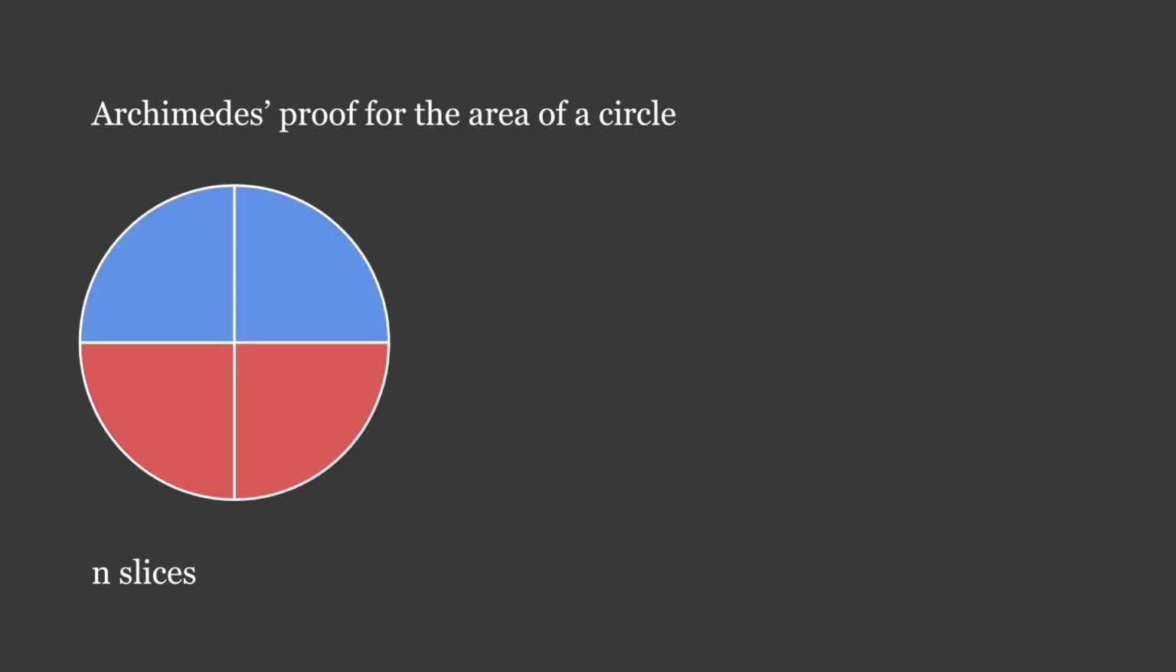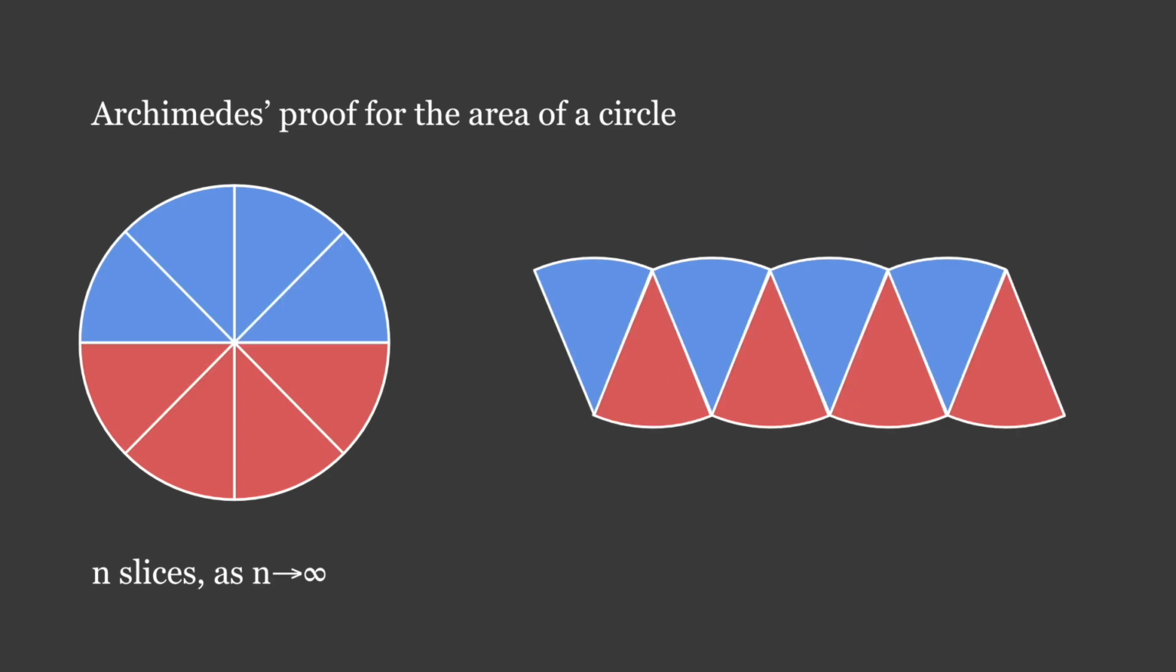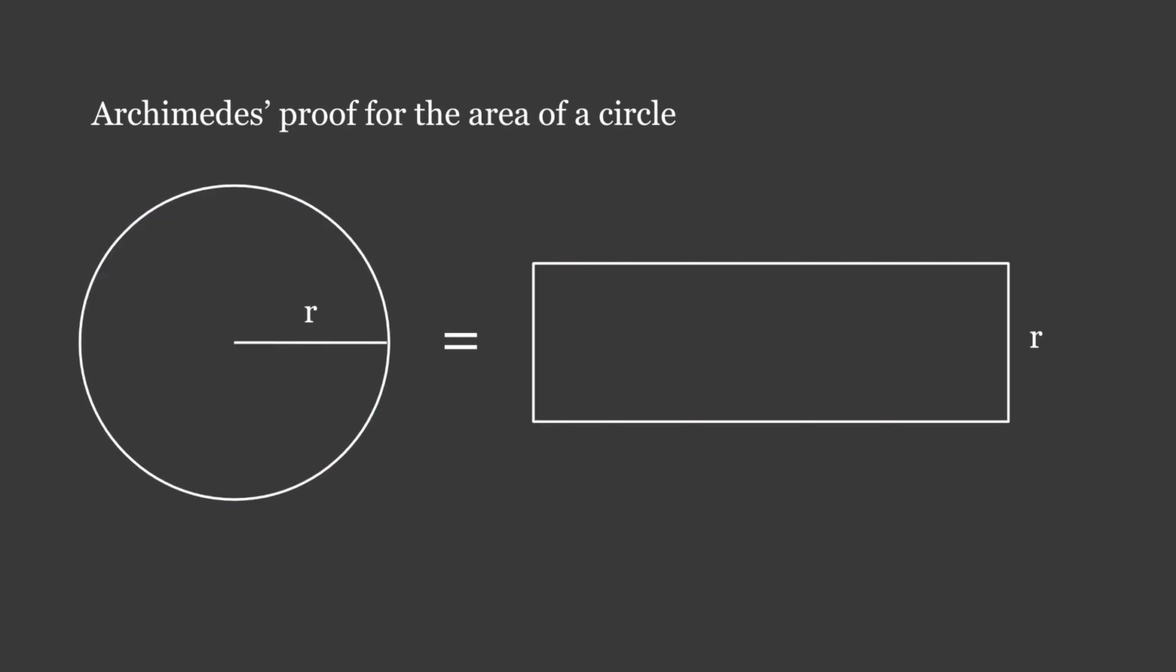groups, uppers and bottoms. Each slice can match together with another and be arranged into a shape that vaguely resembles a rectangle. As n then increases towards infinity, this correlation becomes clearer, until we have a rectangle with the height of the circle's radius and a base of half the circle's circumference.